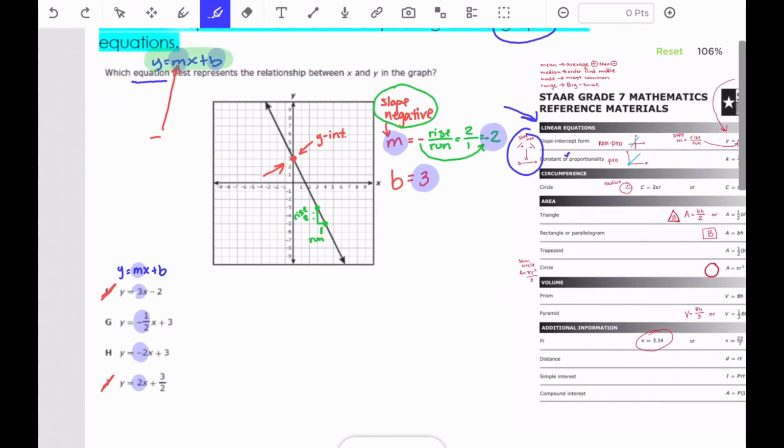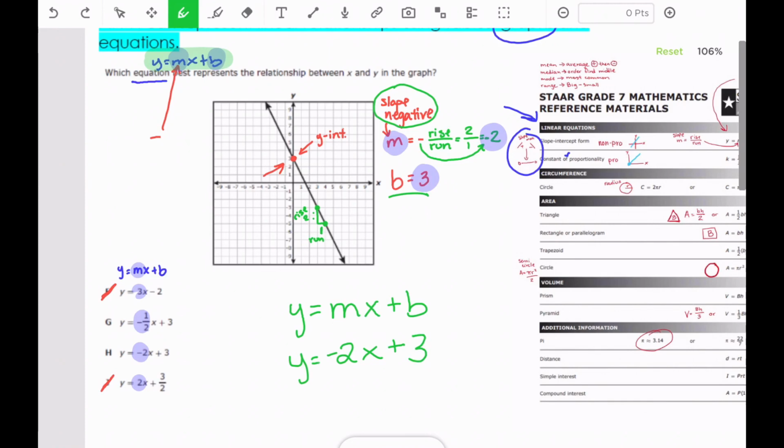So now let's actually write this equation. y equals mx plus b. Instead of the m, I'm now going to plug in negative 2. Still keep the x. And then we still keep the plus, because remember our y-intercept is a positive 3, and plug in 3 right here. So now I can compare my answer choices to this one, and I can see that my answer is H.